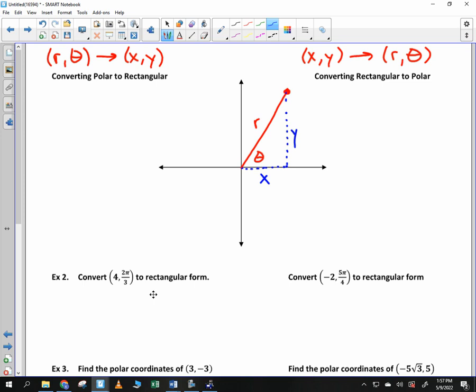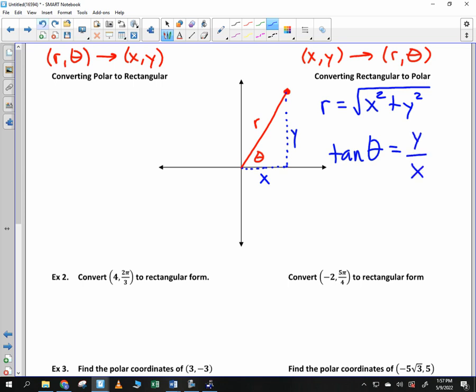Can somebody tell me, if you were given x and y, how do I come up with r? Good. So r is the square root of x squared plus y squared. And that should look familiar to you. Yep, exactly. And then if we're given x and y, how do we come up with theta? Tangent of theta is equal to opposite over adjacent, so y over x.